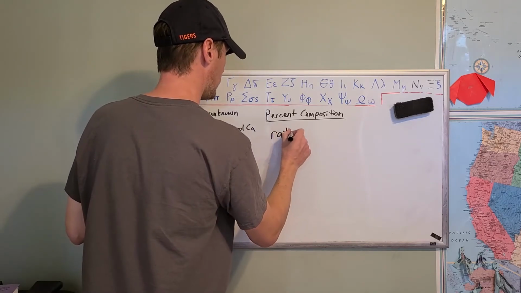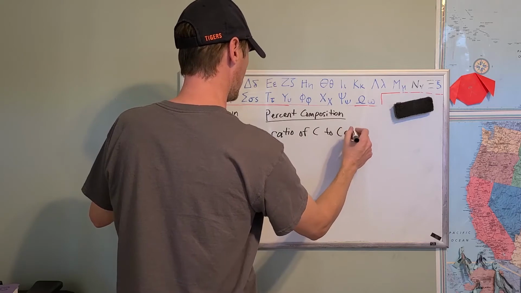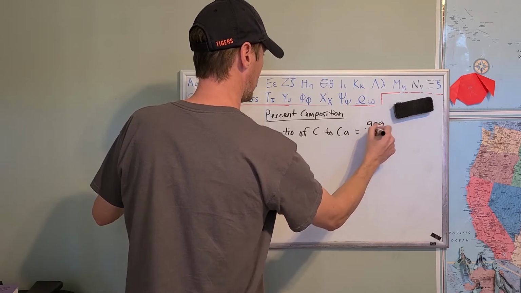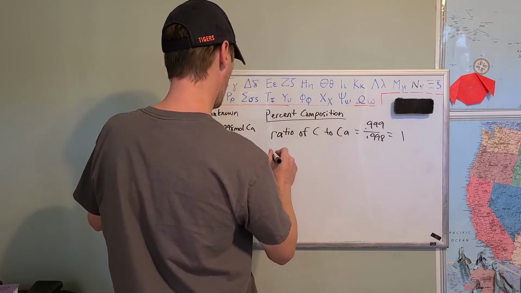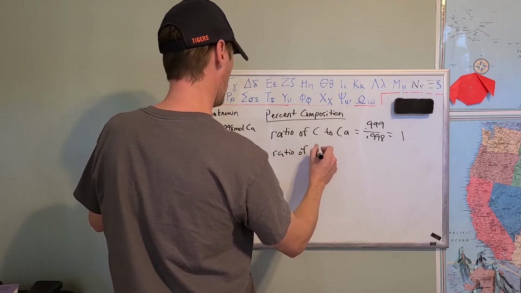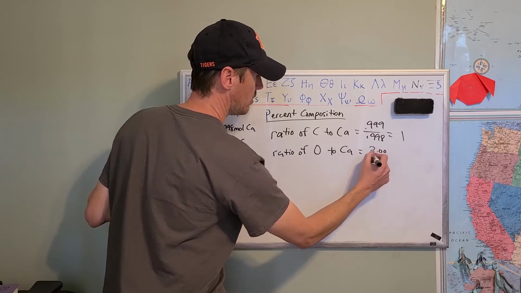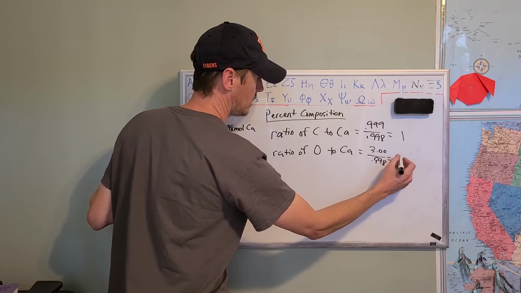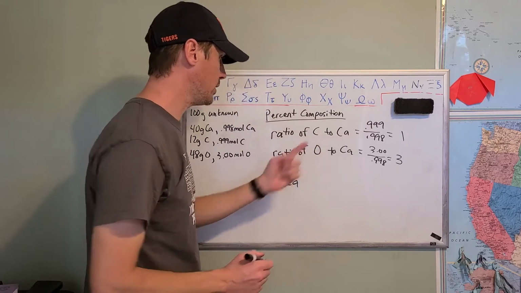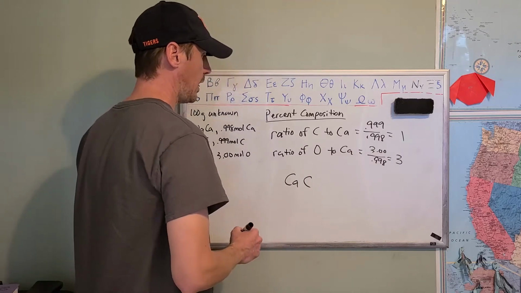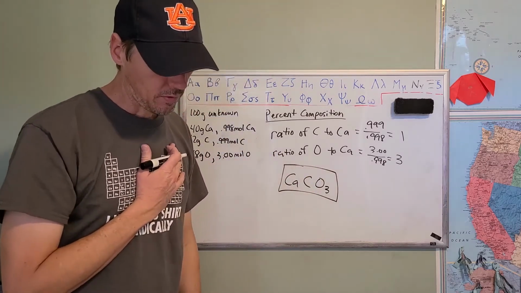So the ratio of C to Ca is going to be equal to 0.999 over 0.998, so that's going to equal 1. And then the ratio of oxygen to calcium is going to be equal to, we have 3 moles of that, so 3.00 divided by 0.998, and so that's going to be equal to 3. So our final formula is for every Ca, there's going to be 1 C. That's where that 1 represents there. And for every Ca, there's going to be 3 oxygens. So this is our empirical formula for our unknown substance.